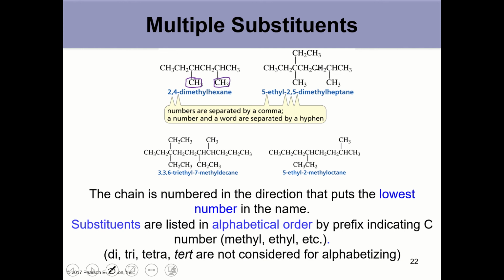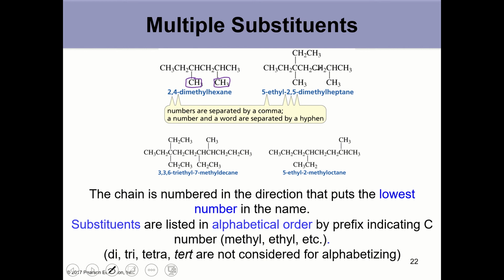For example, I have two branches and each of them has one carbon. Then I can use a prefix such as di, tri, tetra to represent how many times that one carbon substituent appears. So in the first molecule at the top left, I have two one carbon groups, and so it's a dimethylhexane, but then I have to give a number indicating where each of the one carbon groups is.